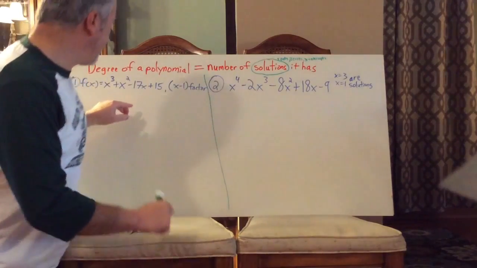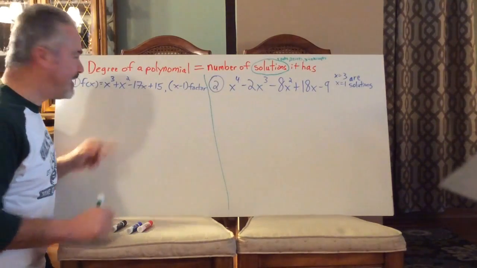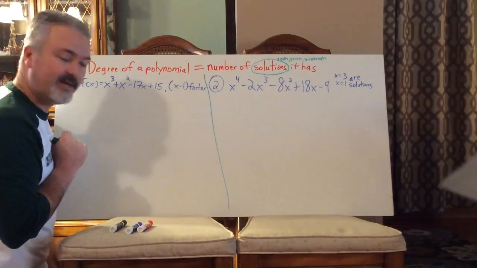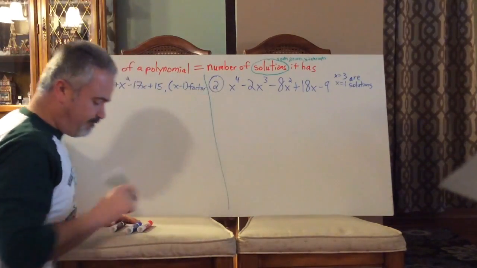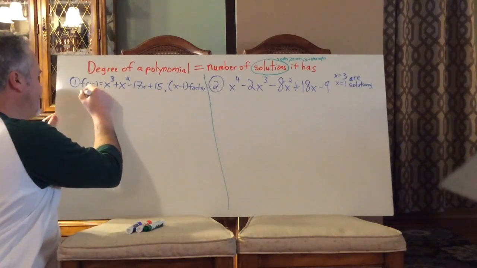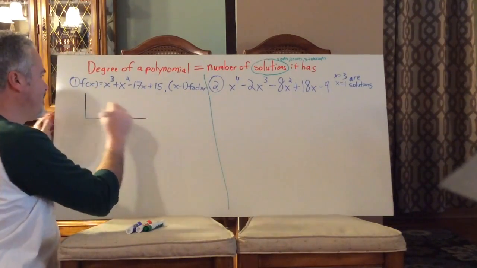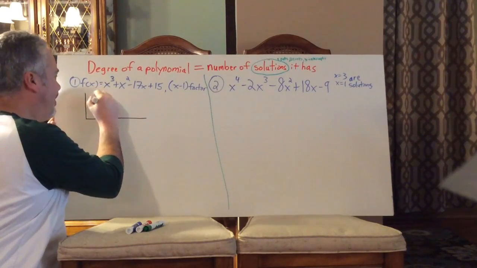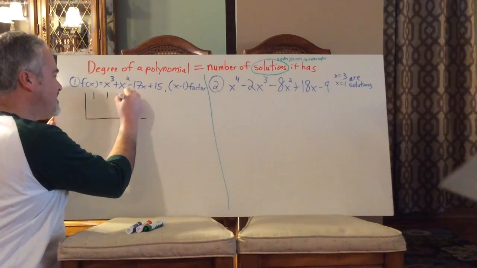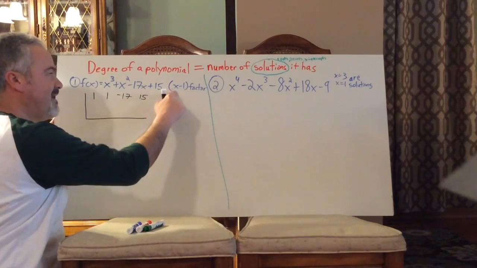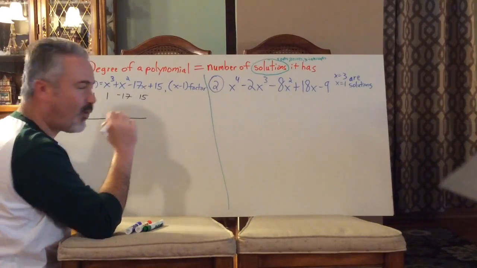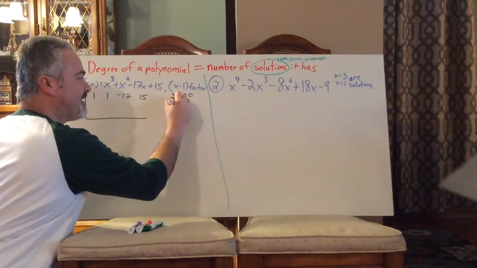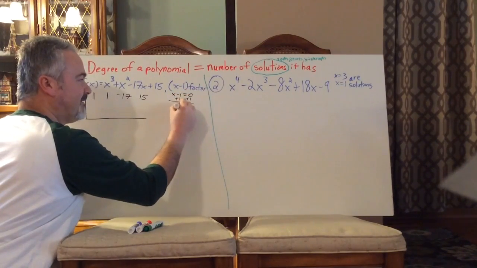So if we start with this polynomial here, and we know that one of the factors is x minus 1, we can synthetic divide. So let's do that. If you notice, I'm not missing any terms here. So I have 1, negative 17, and positive 15. And since my factor is x minus 1, set that equal to 0, I'm really synthetic dividing by 1.